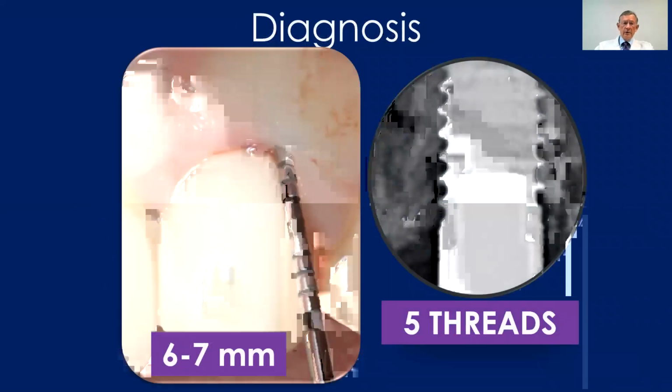So this is the typical clinical example of the probing depth issue, bleeding, radiograph showing exposure of threads. These are the type cases that we see routinely.